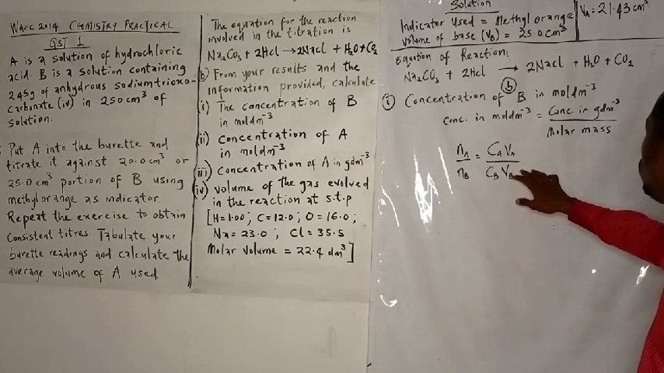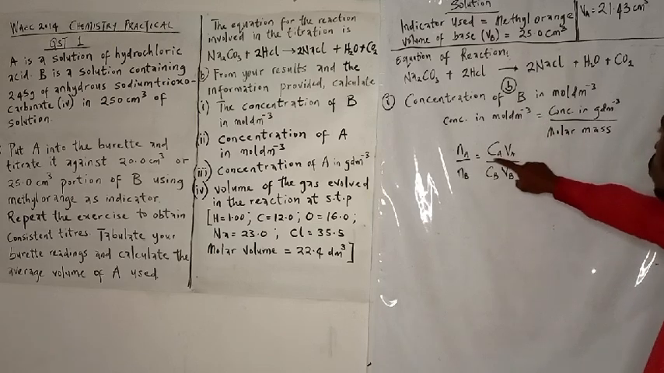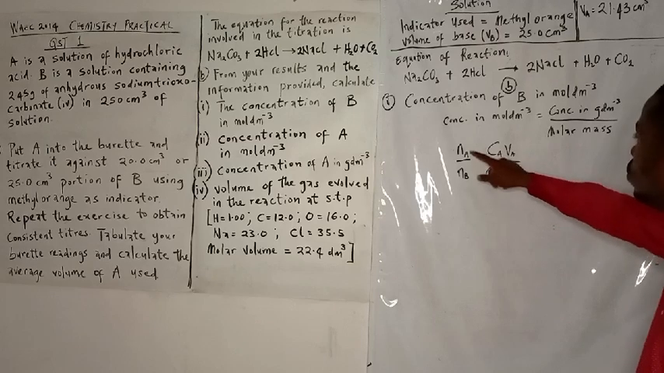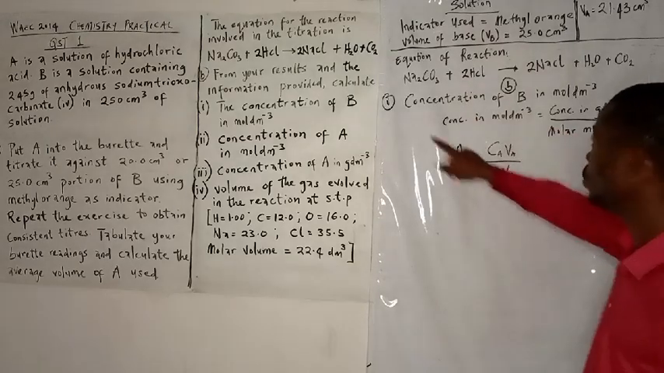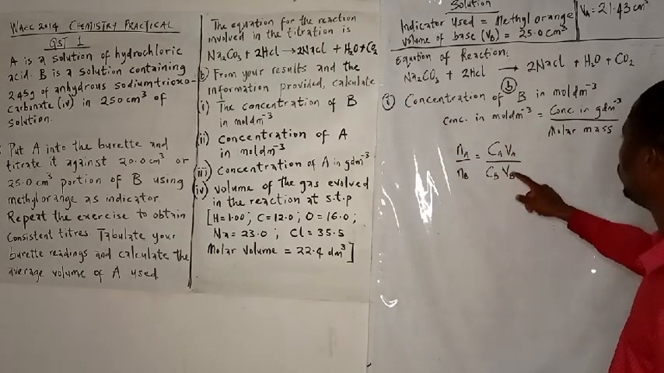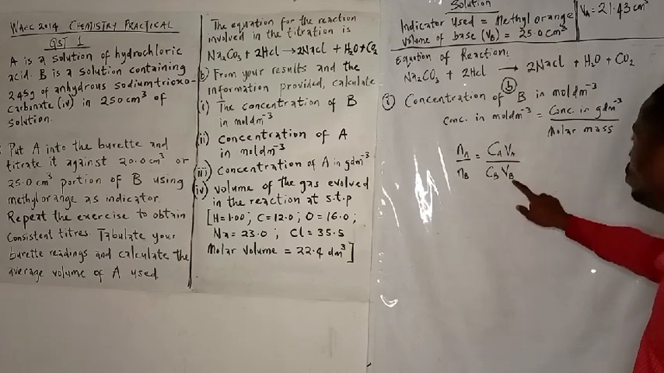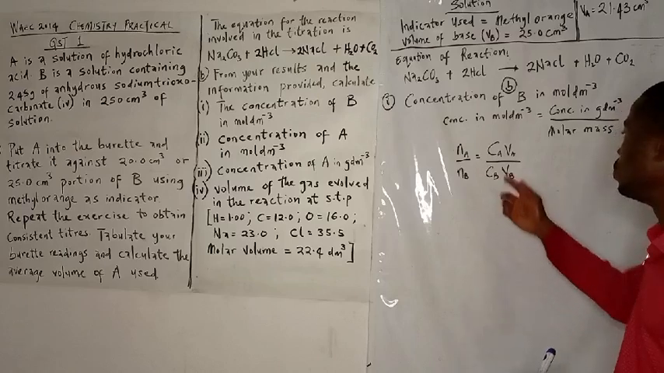We are going to use this first formula. The reason we can't use this formula here is that we do not know the concentration of the acid in mole per dm cube. Although we know the number of moles for the acid to be 2 and the number of moles for the base to be 1, we do not know the concentration of the acid in mole per dm cube, and then we know the volume of the acid and the volume of the base. So because we don't know the concentration of the acid in mole per dm cube, we can't use this formula.